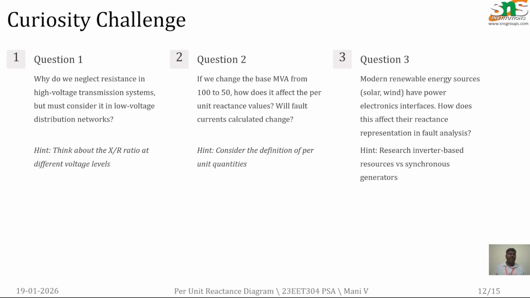So this is an accuracy challenge. Why do we neglect resistance in a high voltage transmission system, but must consider it in a low voltage distribution system? If you know the answer, you can put it in the comment section.